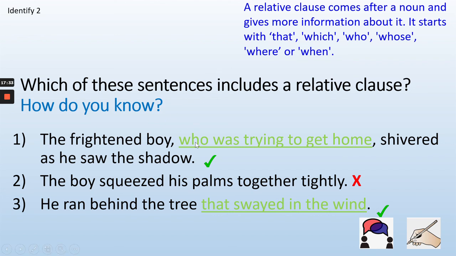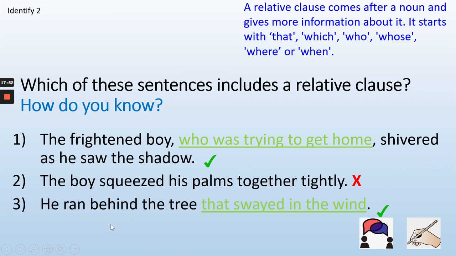The boy is the noun, who was trying to get home. That's the relative clause talking about the boy. Number 2, that's just a main clause. The boy squeezed his palms together tightly. There's no relative clause there giving us more information about the boy.